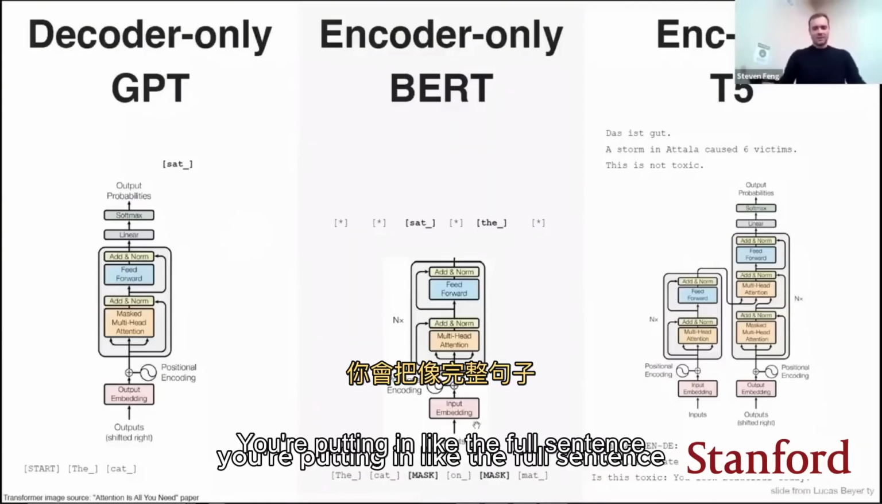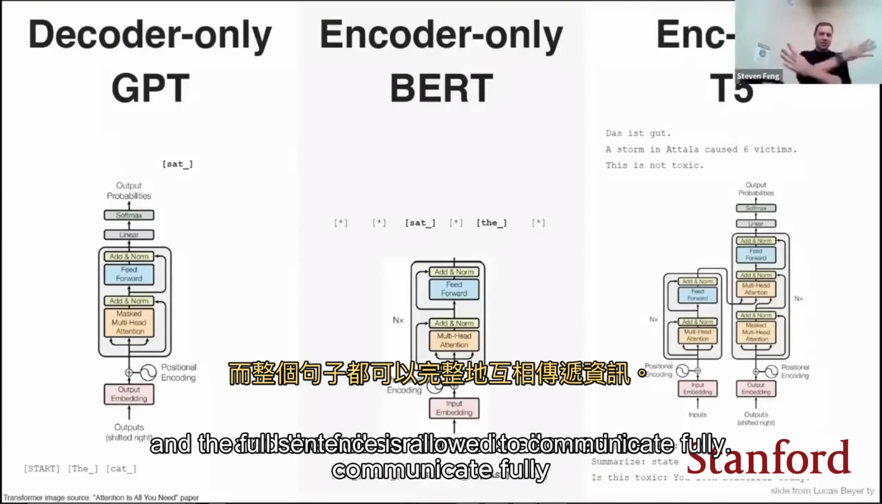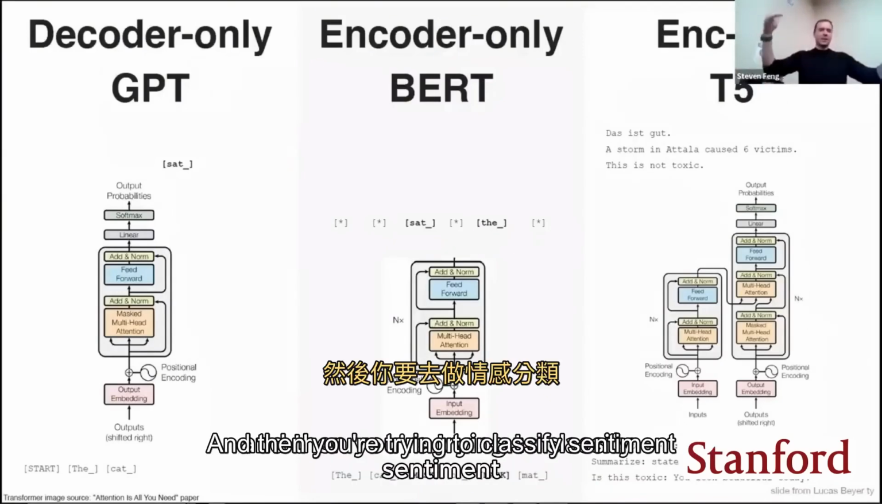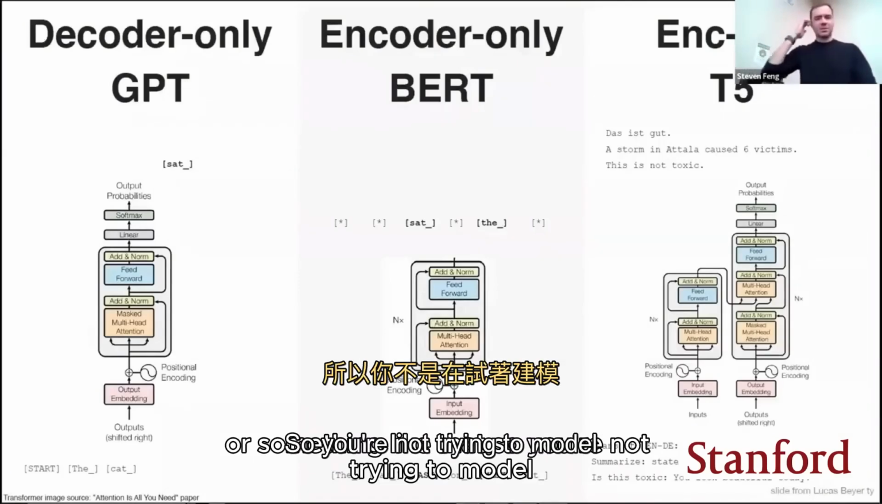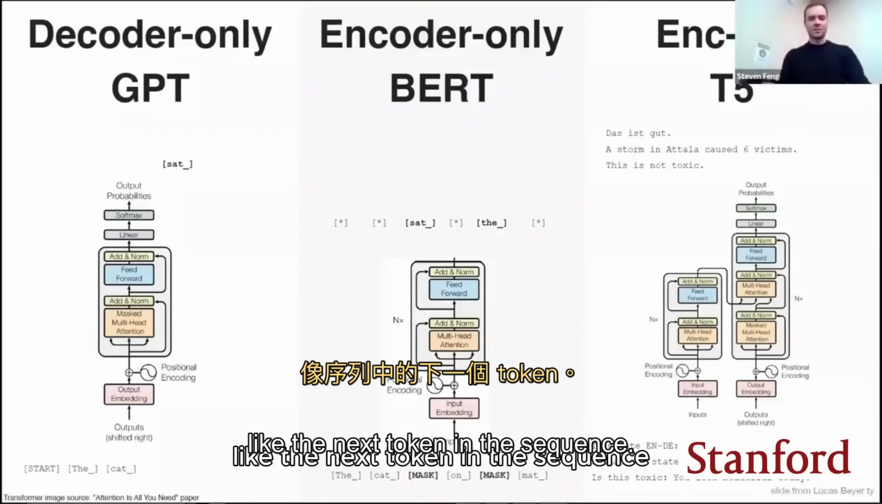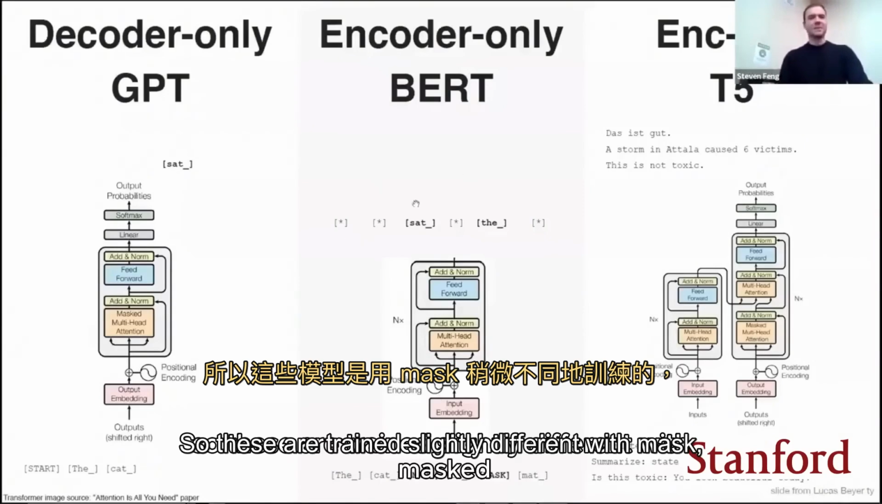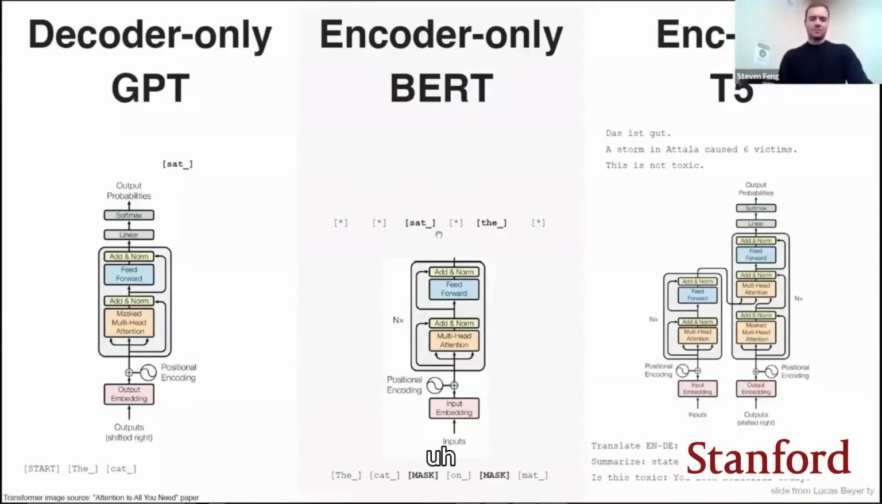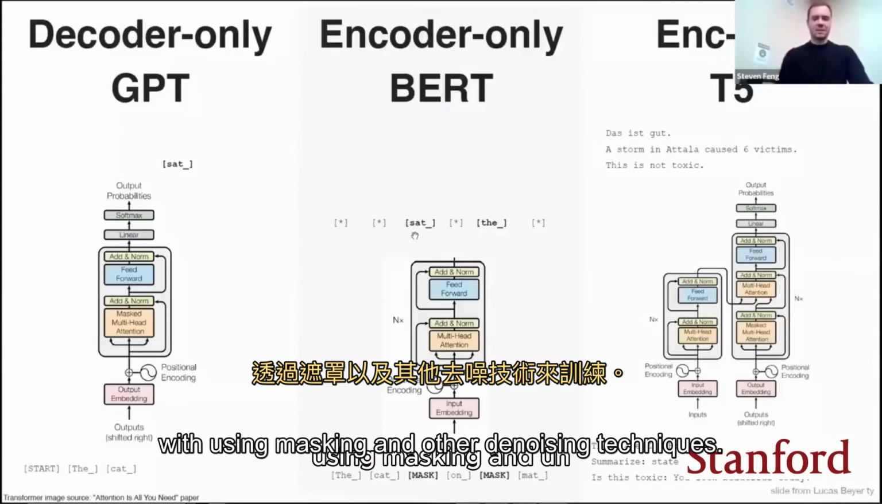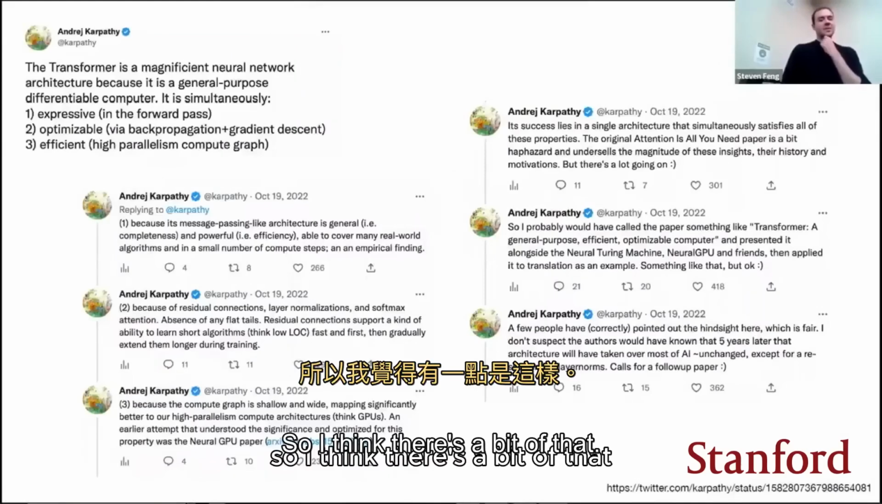You're putting in the full sentence, and the full sentence is allowed to communicate fully. And then you're trying to classify sentiment or something like that. So you're not trying to model the next token in the sequence. These are trained slightly differently, using masking and other denoising techniques. So I think there's a bit of that, yeah.